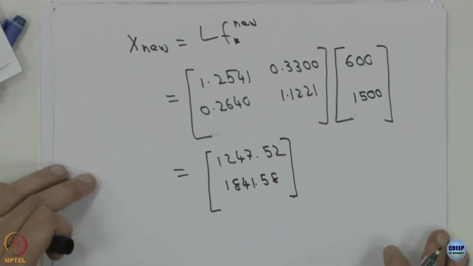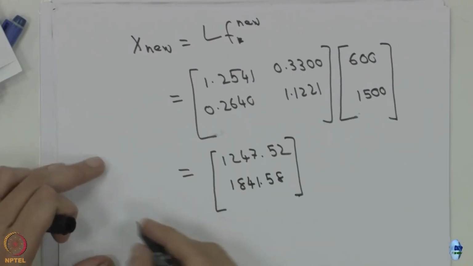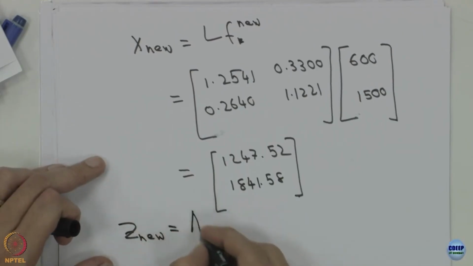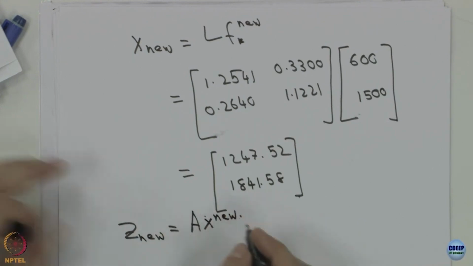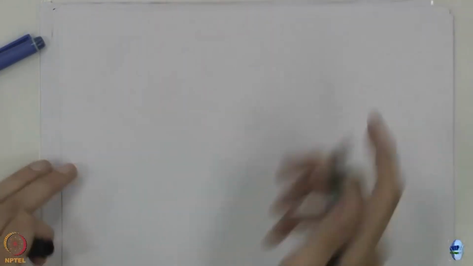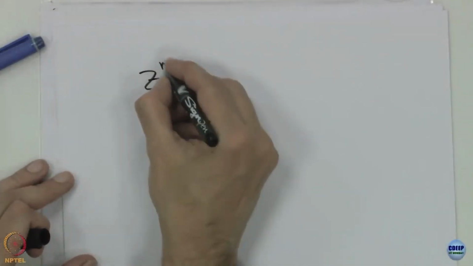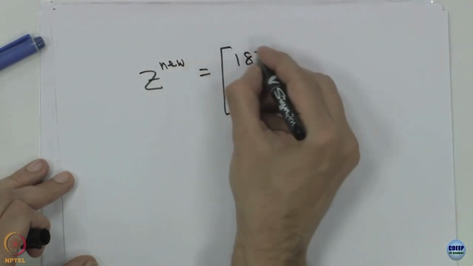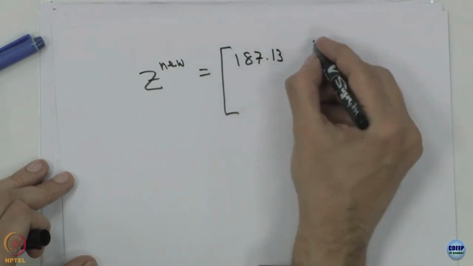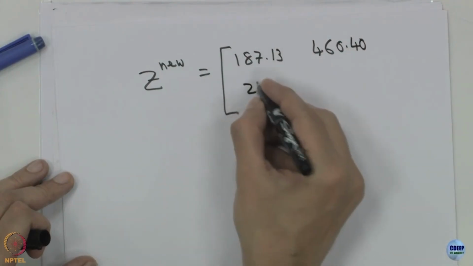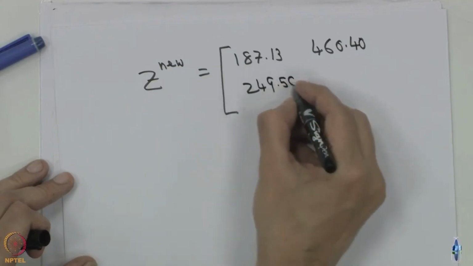And what is Z nu? Z nu, the new inter-industry transactions, will just be A into X nu. If you do this, you will find that Z nu is 187.13, 460.40, 249.5.